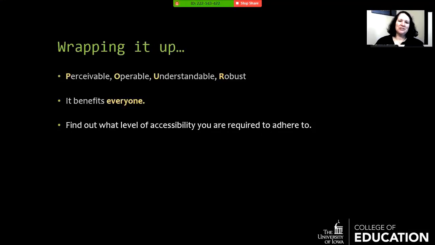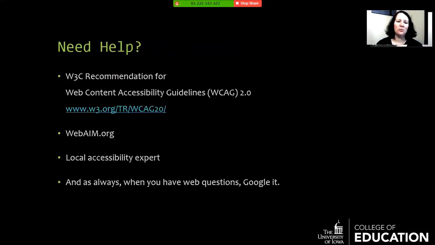And find out what you have to adhere to. There are different standards, and each of those has an extra level of work that would have to be done on the front end. So make sure that you are adhering to the level that you need to. If you need help, the W3C has great recommended resources and guidelines for the WCAG 2.0.